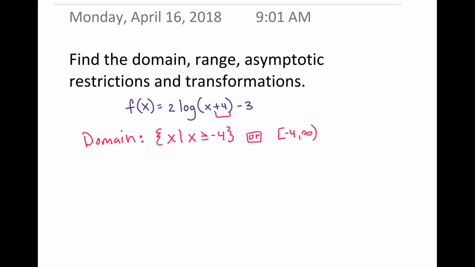Now, before we get into range, this graph moved down 3. However, when we're thinking about logarithmic functions, what do we know about log functions? They are the what to exponential functions? They're the, starts with an I. They're the inverse of exponential.